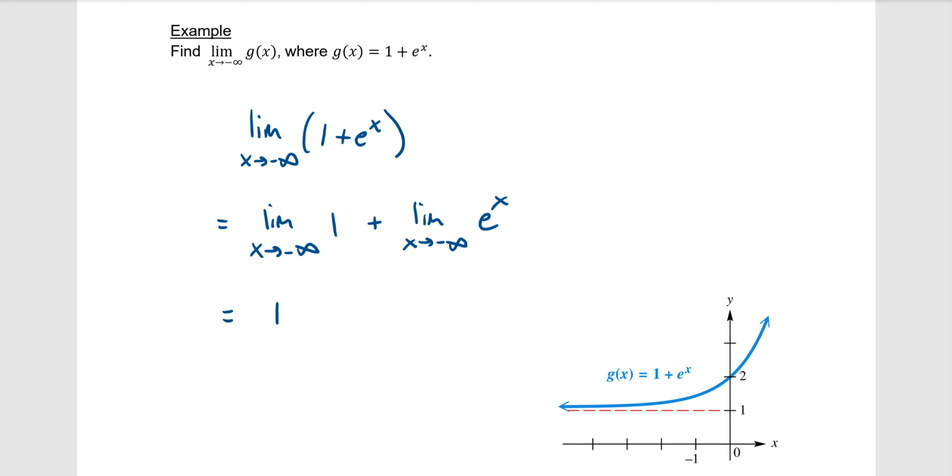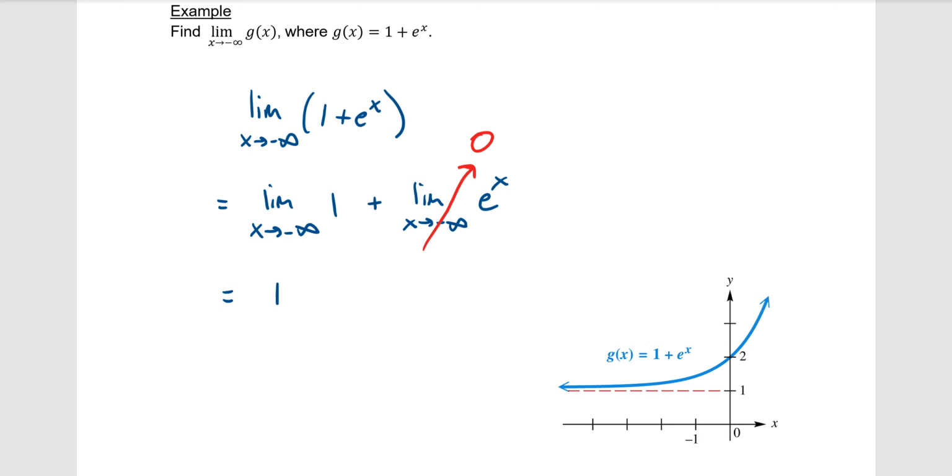So obviously the first one is 1, the limit of 1, it's a constant. And then this one is 0 because of what we just said right at the top of the page. So this is 1 plus 0, so just 1, so that is our answer. And then you can see that the graph verifies it. It looks like it's approaching a value of y equals 1.